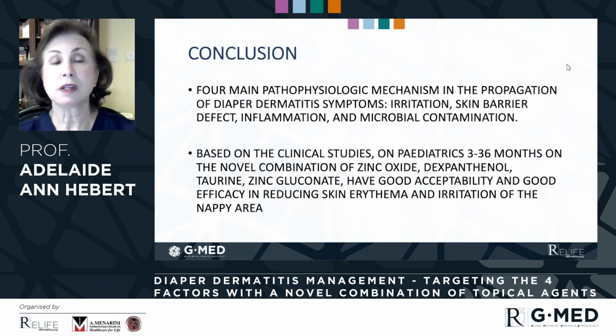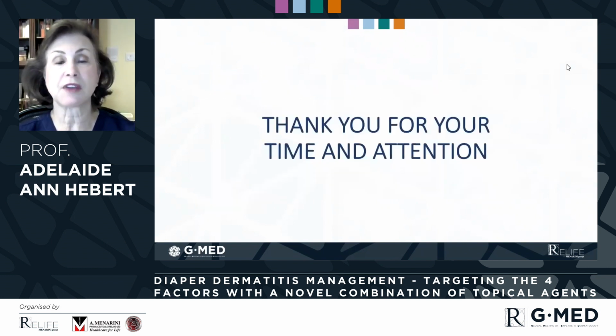In conclusion, there are 4 main pathophysiologic mechanisms that we associate with the propagation of diaper dermatitis. These include irritation, a skin barrier defect, inflammation, and microbial contamination. Based on clinical studies, we know that key ingredients can certainly help us manage diaper dermatitis in an effective way.